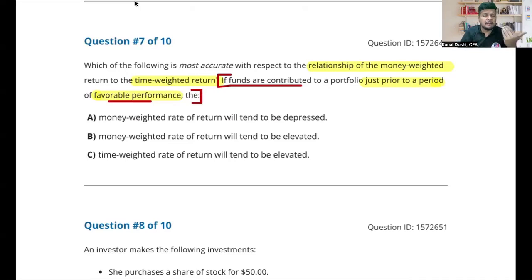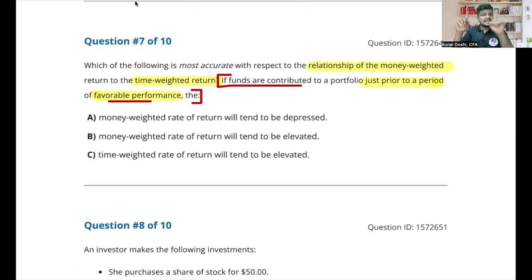Everyone in the class should tell me. Everyone is a fund manager. It's a good decision, right? So this good decision will give me higher returns, isn't it? But these higher returns will be reflected in money weighted or time weighted? Where are these decisions of cash inflow and outflow visible? In money weighted or time weighted? In money weighted, right? Money weighted gets affected by cash flow.